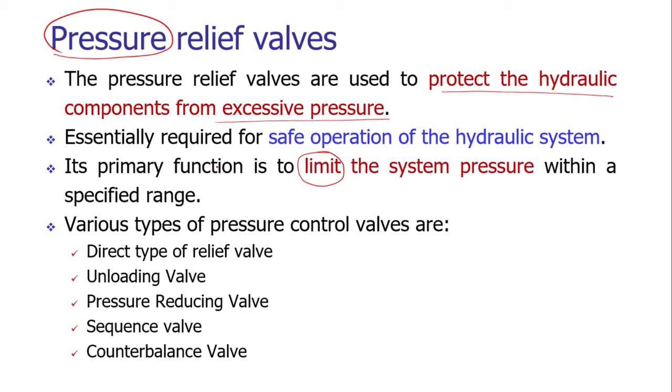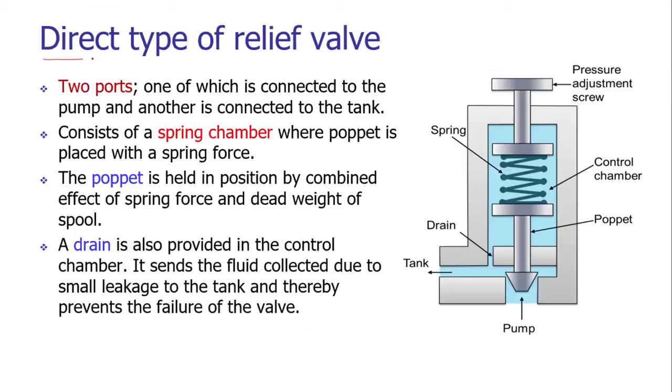pressure relief valves are used in the hydraulic industry, and these are the direct type of relief valve, unloading type of valve, and the pressure reducing valve. There are also two other types of valves being used. These are the sequence valves and the counterbalance valve. In the preliminary discussion, we will be studying the direct type of relief valve, unloading valve, and the pressure reducing valve. The direct type of relief valve has two ports.